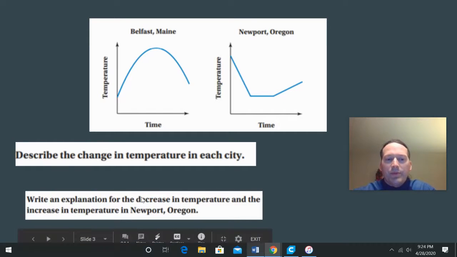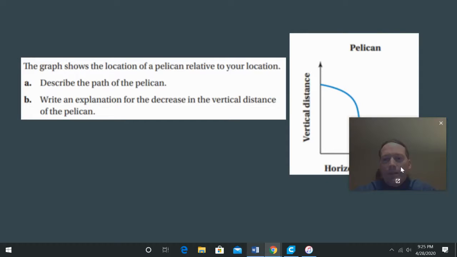Write an explanation for the decrease in temperature and the increase in temperature in Newport, Oregon. So here's where you have to try to figure out what would do it. Why would it go down so quickly, kind of hover, and then go back up? Well, it could be a storm came through. Think about the summertime: super hot, a thunderstorm rolls in, the temperature drops, and it rains and rains. As soon as the sun comes back out, the temperature goes right back up. Sometimes, especially if it's in the late afternoon, it doesn't quite go up as much. So that's kind of what that situation represents.